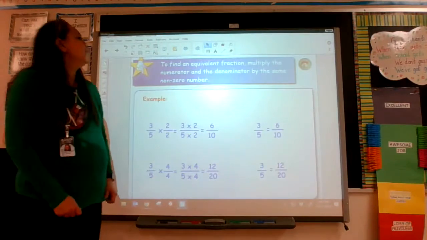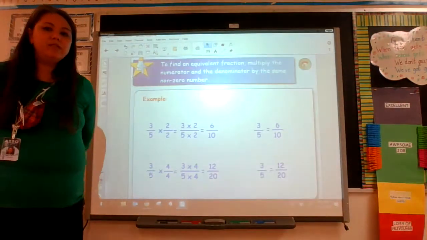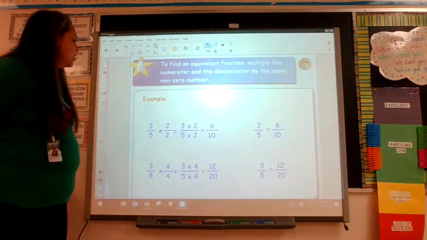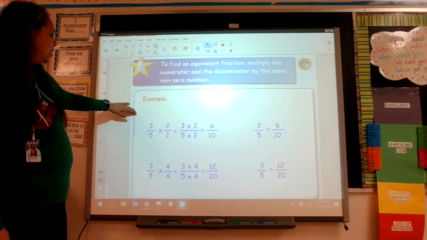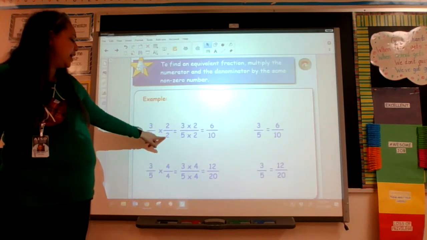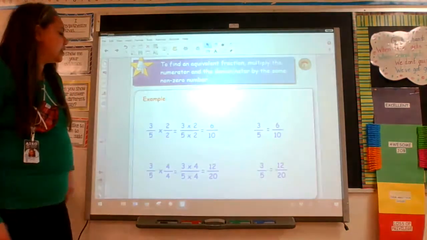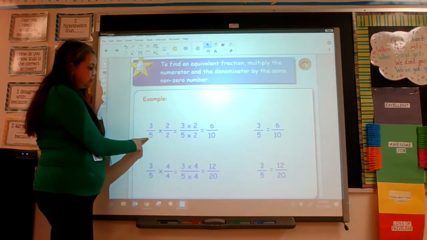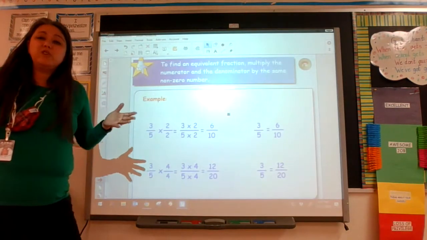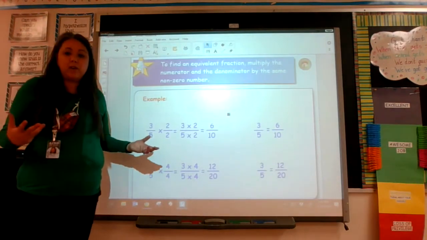Okay. To find equivalent fractions, multiply the numerator and the denominator by the same non-zero number. Non-zero just means any number except for 0. So here are the examples. 3/5, if we multiply the numerator and the denominator by the same number, we can come out with an equivalent fraction. If we multiply the top and the bottom, we like to multiply by 2 because 2's are a small number. 1's just going to give us the same fraction because anything we multiply by 1 is itself.